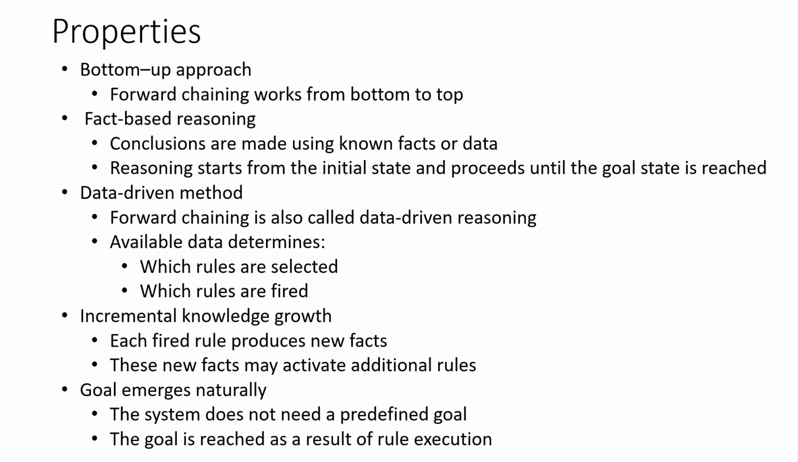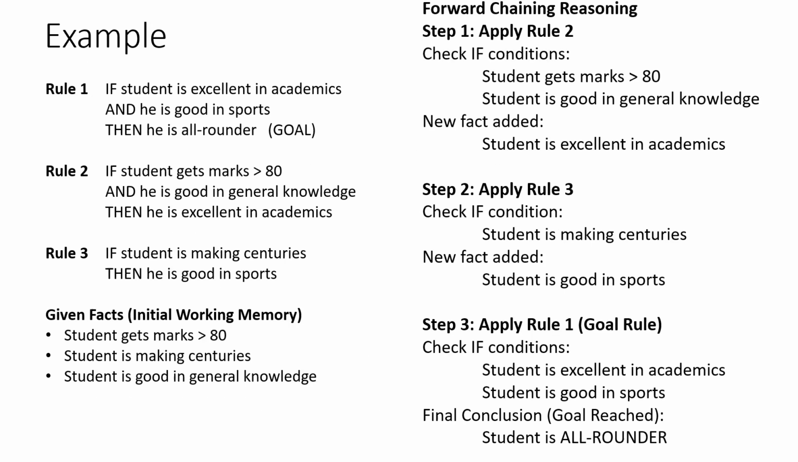So these are the properties of the forward chaining, that is bottom-up approach, fact-based reasoning, data-driven method, incremental knowledge growth, and the goal emerges naturally. So the forward chaining starts with the facts, and backward chaining starts with the goal. So that is the difference between forward chaining and backward chaining. So here the facts decide rules, and rules create facts, and the goal appears at the end. So we will see an example.